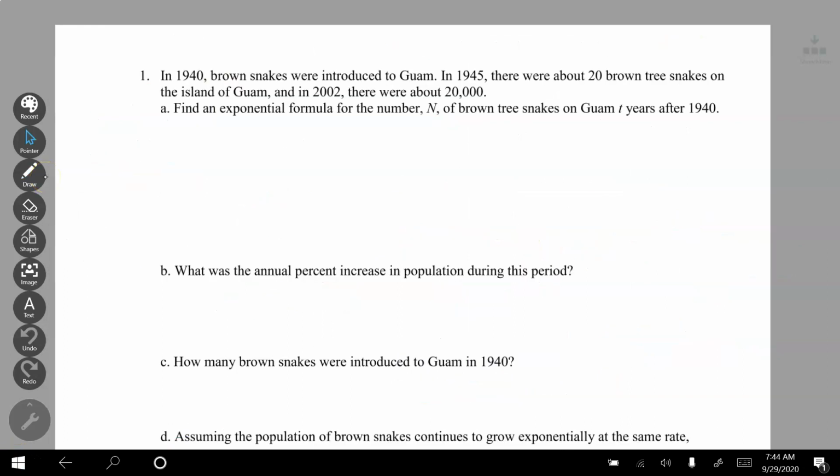Okay, let's do some word problems, putting this all together. We'll do some examples with logistics in a second. Let's talk about just general exponentials. From this example, I want to write an exponential formula. I'm going to do y equals a times b to the x. I have to read my information. The original year, x equals 0, is 1940. So when I see 1945, that's 5, 20. And when I see this, that is the year 62, 20,000.